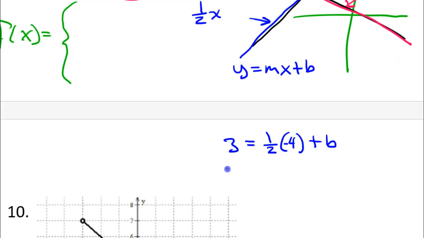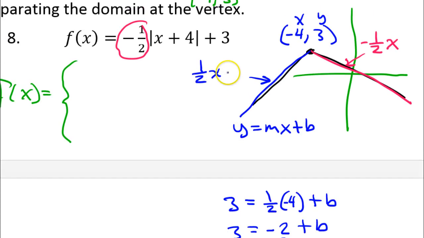So this becomes 3 equals. Now 1/2 of negative 4 is negative 2. If I add 2 to both sides, I get 5. So b is equal to 5. So that makes this blue equation 1/2 x plus 5. So that's the first piece of my piecewise function, 1/2 x plus 5.